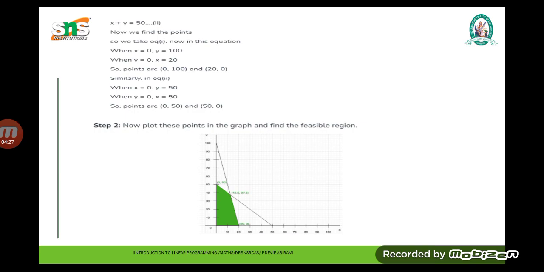Similarly for second equation, first I am giving the value as x equal to 0 and y is equal to 50. And similarly y is equal to 0 and x equal to 50. So my points are 0, 50 and 50, 0. Now I am going to plot these values in my graph. So my points are 0, 100, 20, 0, 0, 50 and 50, 0. I plotted my graph and I am going to mark the corner points of my graph so that I can find my feasible region. What I have shaded in green color is my feasible region.